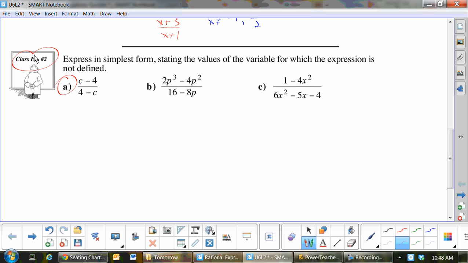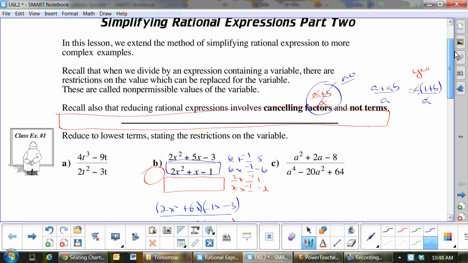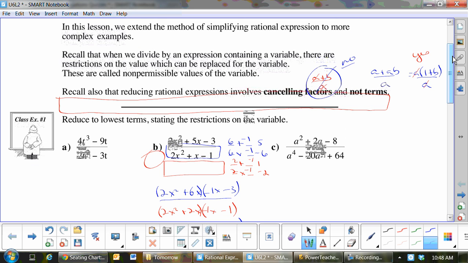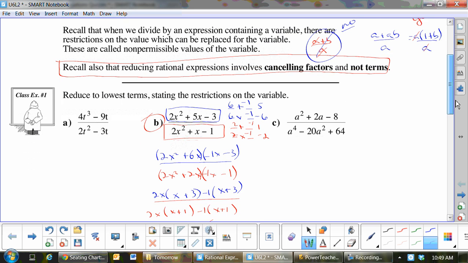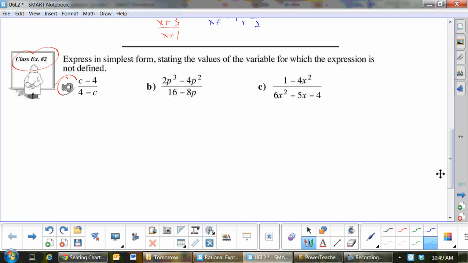Now, what's going on here? Like C minus 4 or 4 minus C. Can I cancel the C's? Why not? Because one's negative. They are terms right now. You cannot cancel terms. You can only cancel factors.